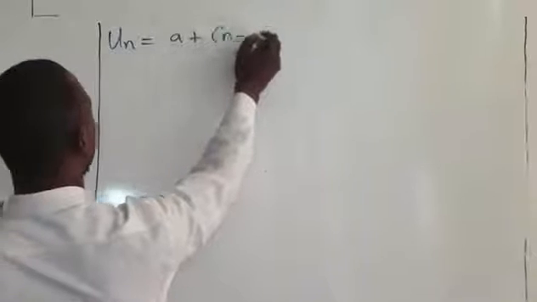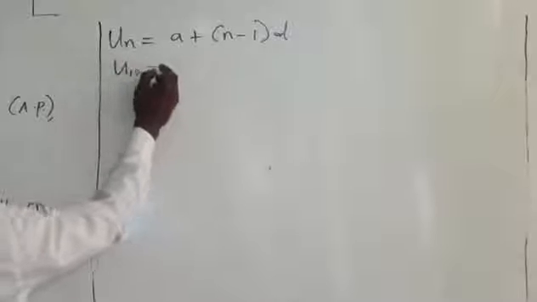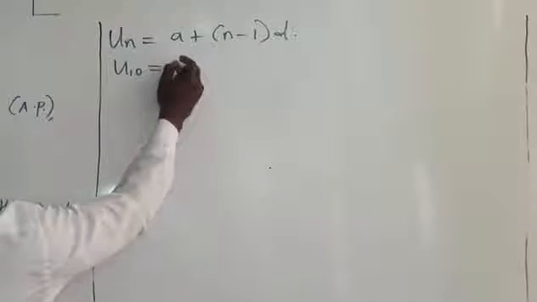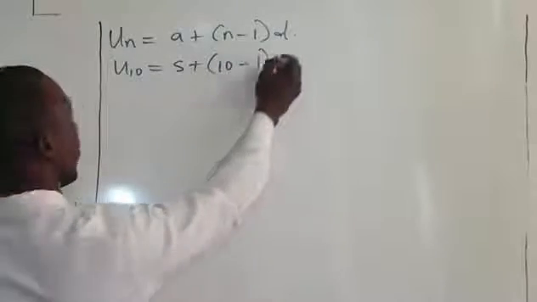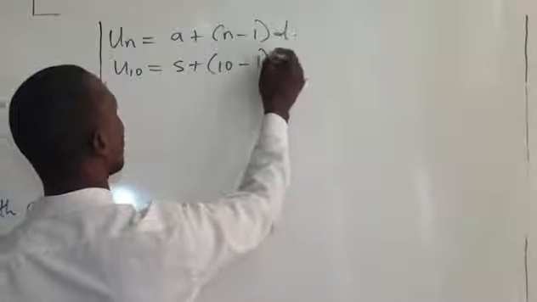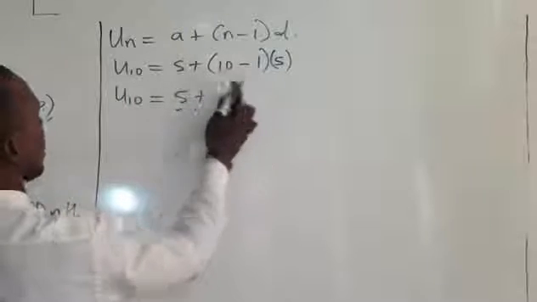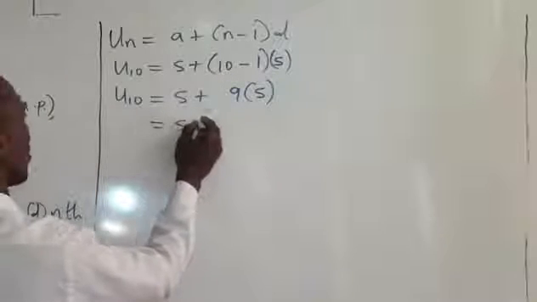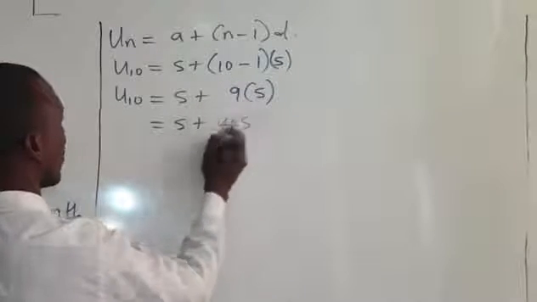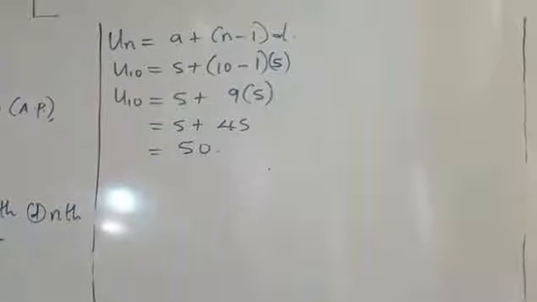So we are going to substitute all this into the formula, which is un equals a plus n minus 1 d. So our n is 10, so we have u10 equals the first term 5 plus the number of terms, that's 10 minus 1, multiplied by d. And what is the common difference? 5. So we have u10 equals 5 plus 10 minus 1, which is 9, into 5. So we now have 5 plus 9 times 5, that's 45. So 45 plus 5, that is 50. So it means the 10th term is 50. So that is that for question A.